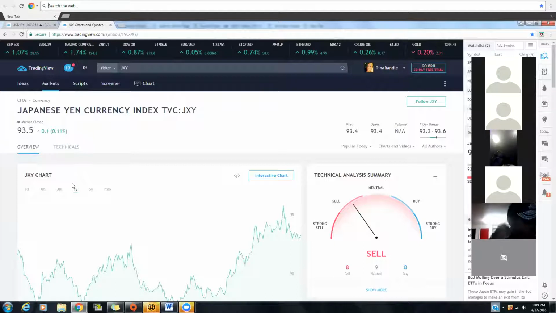The dominant pair is usually what guides your pairs. So if you have GBP JPY, then in that particular grouping, the British pound is the dominant pair. USD JPY, the dollar is the dominant pair. USD Swiss, the dollar is still the dominant pair. So your leading pair is your dominant pair.